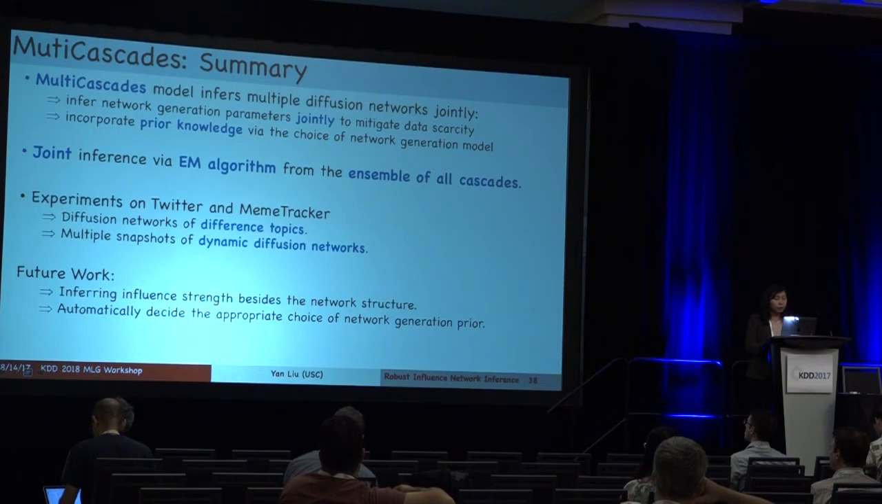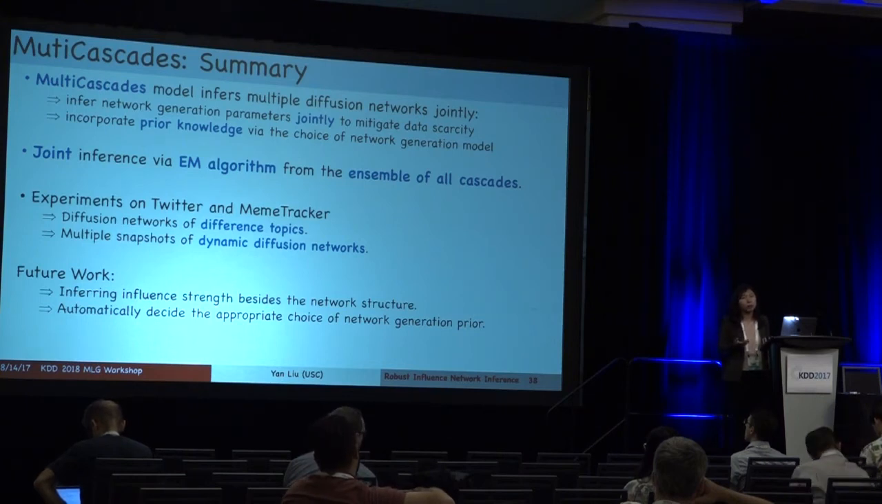So just to summarize what we have here: we propose this multi-cascade model, which is able to jointly infer the diffusion networks. This is achieved by assuming that all the graphs are generated from a common prior, and we learn the prior parameters from the data automatically. So this is basically what we try to do.